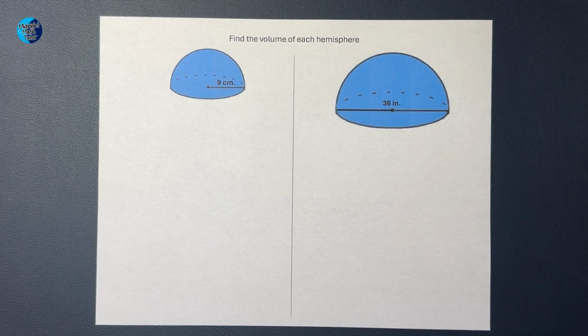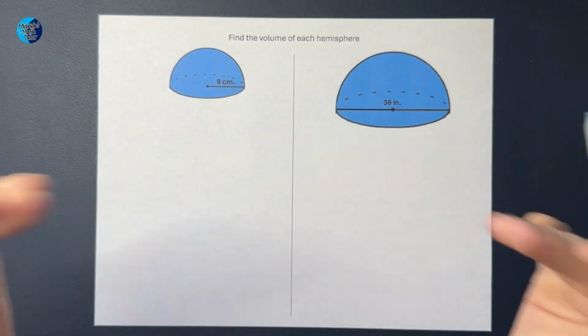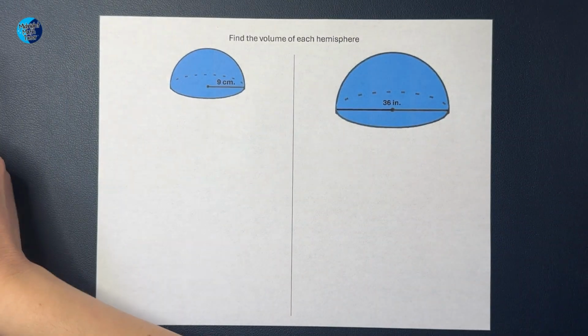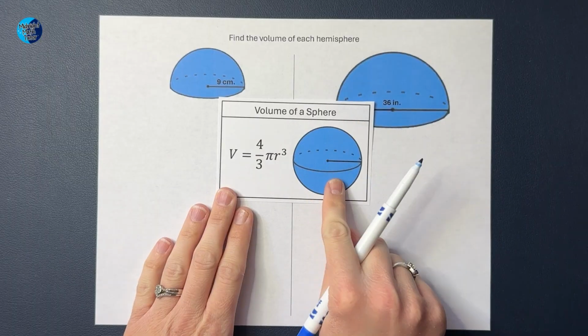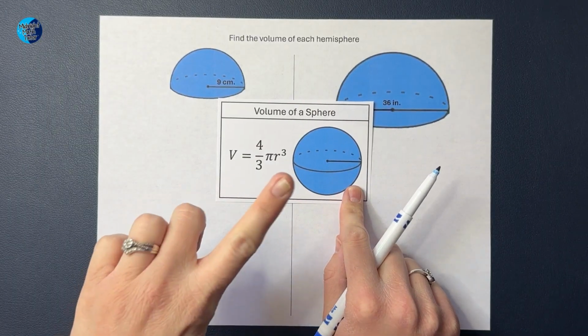Hey guys, we are going to find the volume of some hemispheres today. So a hemisphere is literally half a sphere. So all we're going to do is take our volume of a sphere. If you need a review on this, I'll link a video in the corner.